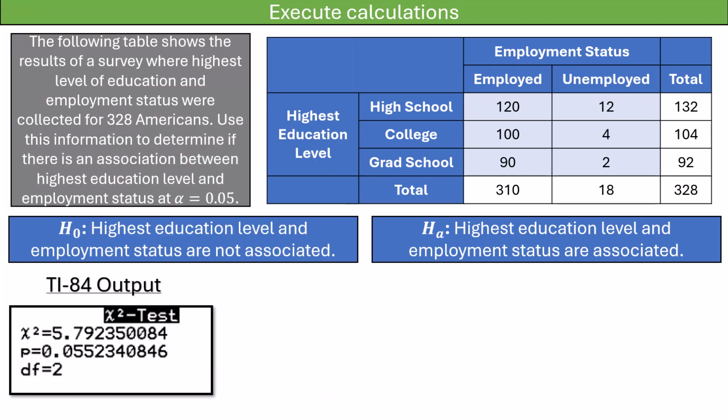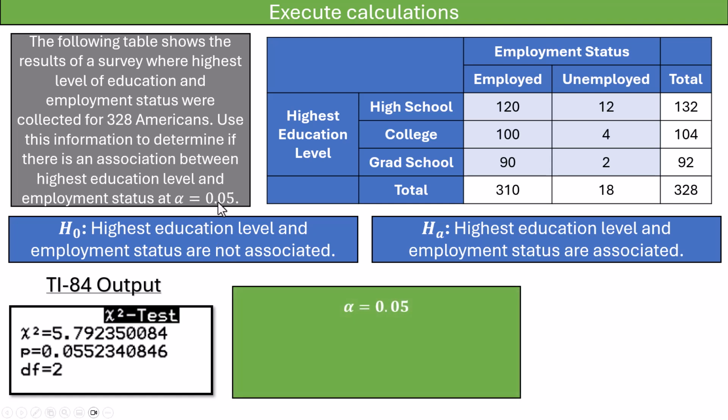Okay, so now at this point, we can go ahead and make our decision. They told us that the level of significance was 0.05, basically saying that we're accepting a 5% chance of making that type 1 error, rejecting a true null hypothesis. Now in our case, our p-value is 0.0552, which is a little bit larger than the level of significance.